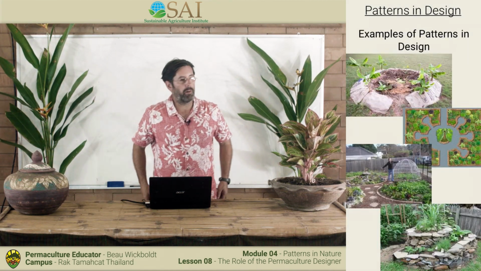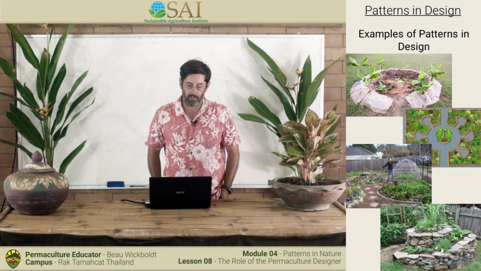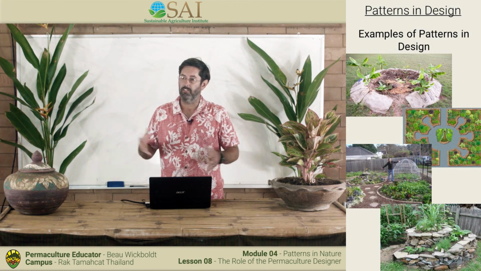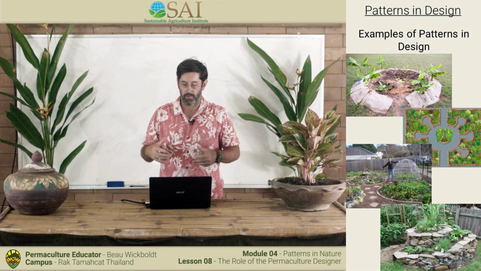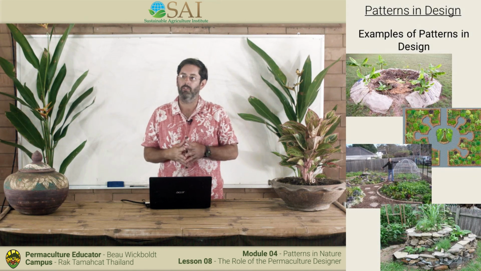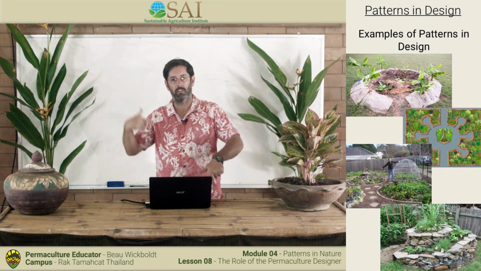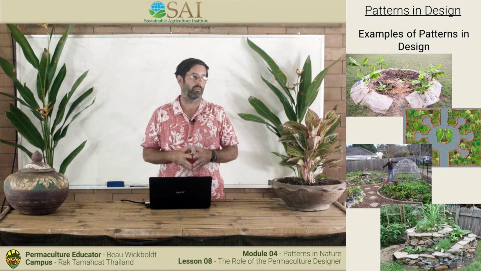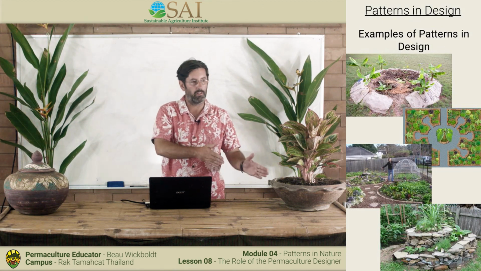So some examples of pattern and design. Well, we can see here a banana circle. We can see mandalas, right? We can see herb spirals. We can see keyhole gardens. And we're going to look through all of those different ones. We'll start asking, how does it work? Why do we use it? How can we utilize that in your design? Why might you want this one over that one?